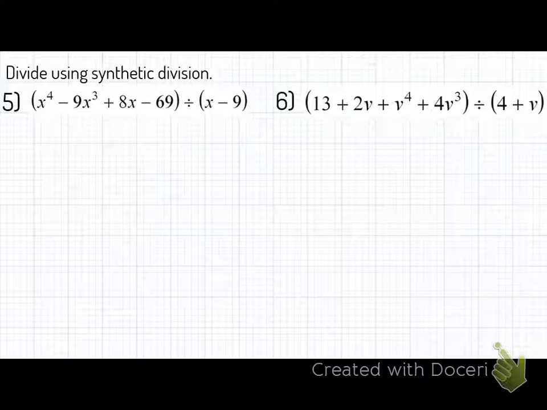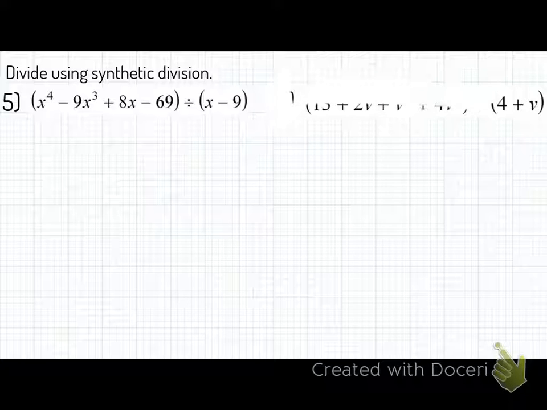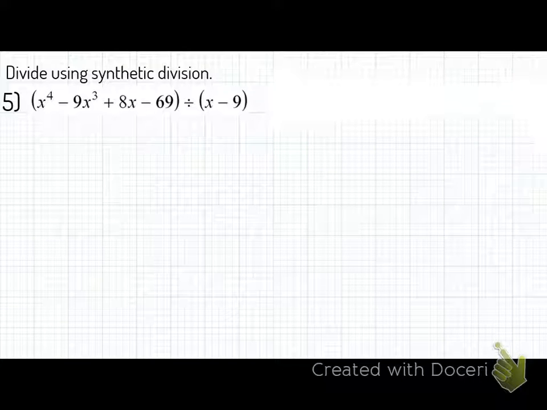Number 5. Okay, same thing. Let's write the original problem down. Turn to your neighbors and tell them what the highest exponent is. Good. What's the coefficient in front of x to the fourth? 1. The next coefficient? Good. Next one? Nope, it's not 8.